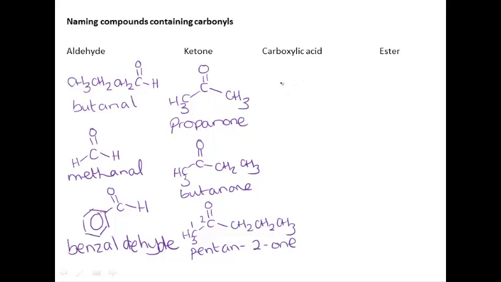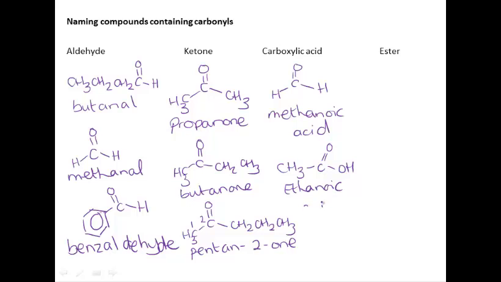Okay, carboxylic acids, the ending is oic acid. So the simplest one possible here is C double bond O, H, H. This is methanoic acid. And ethanoic acid with 2 carbons. Esters are a little bit more complicated, and we'll spend a little bit more time on that when we look at esters themselves.